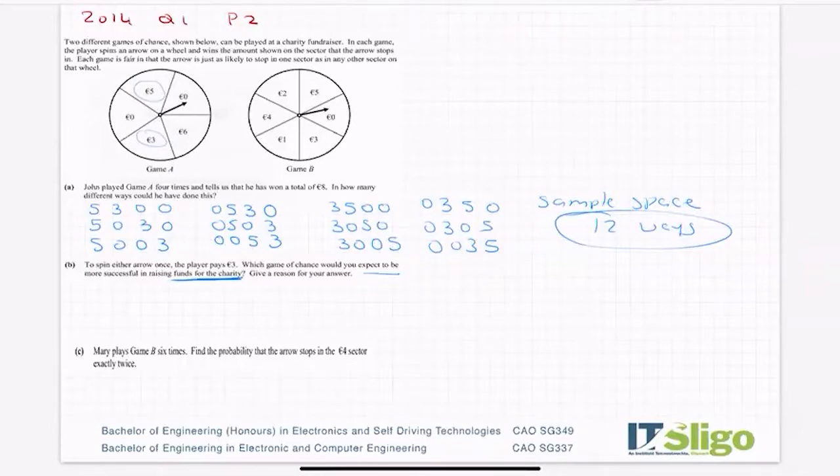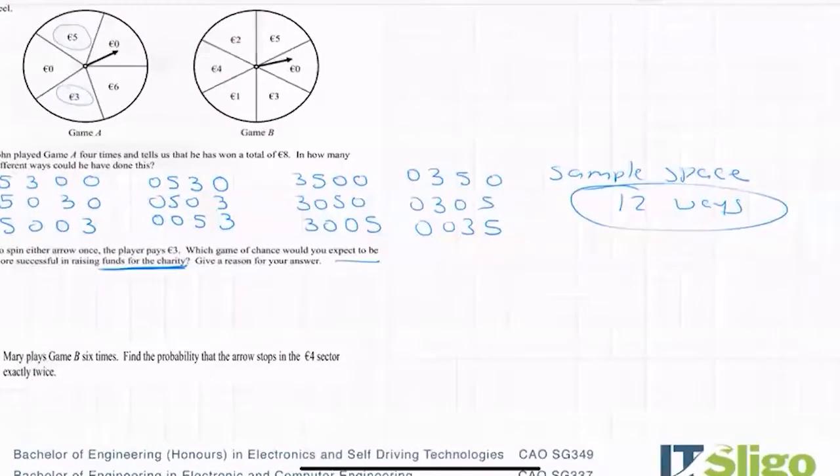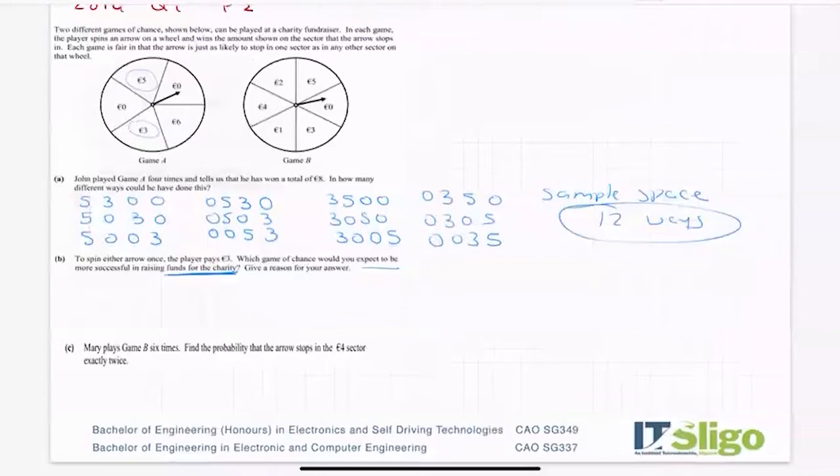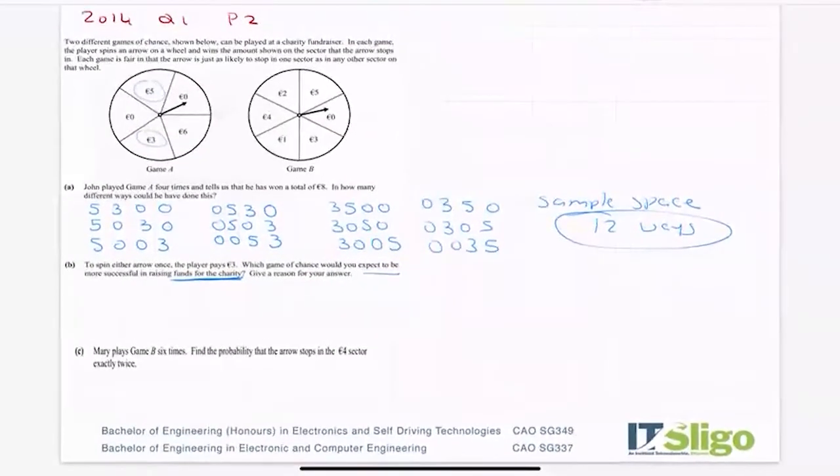So to spin either arrow once, the player pays €3. Which game of chance would you expect to be more successful? The reason I underlined the word expect is because to figure out your chance of winning or on average, how much would you win? It's all about the expected value. And there's a formula for that, which is the sum of the X values, which in this case is how much you could win multiplied by the probability of you winning them. So that's the formula for expected value. These are all the different values you could get, and this is the probability of getting them, and this sigma symbol is add them all up.